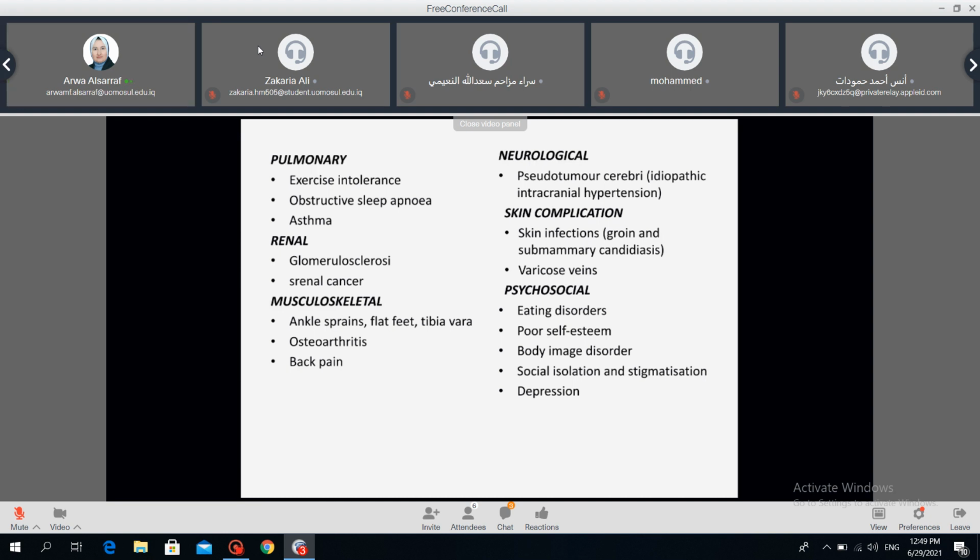All of this is added to the psychological complaints of obese persons. They have eating disorders. Some of them go to bulimia. Also, they will have some bad social relations, poor self-assessment, and even depression.